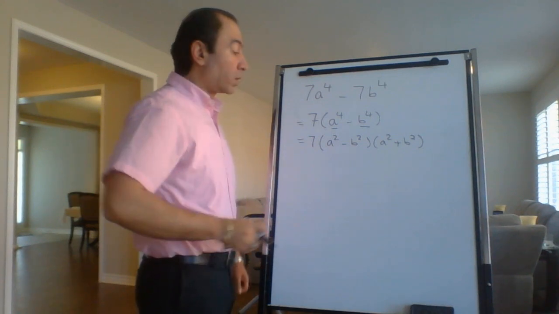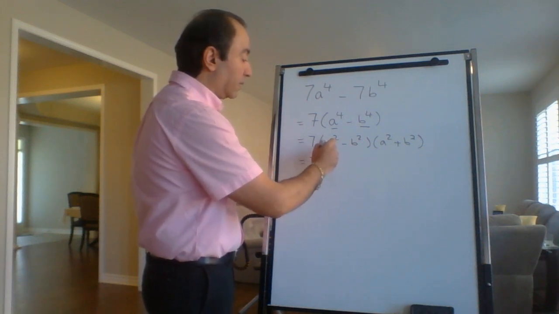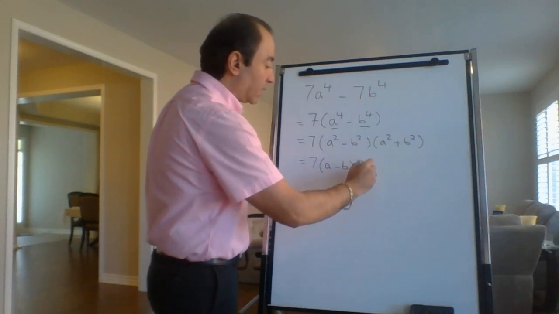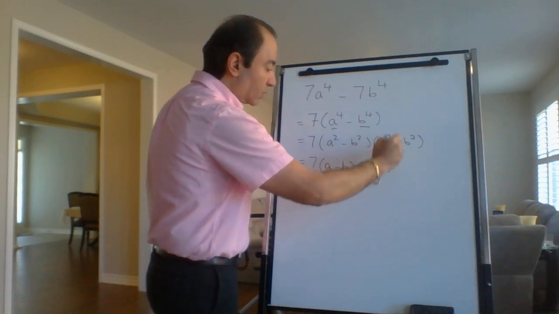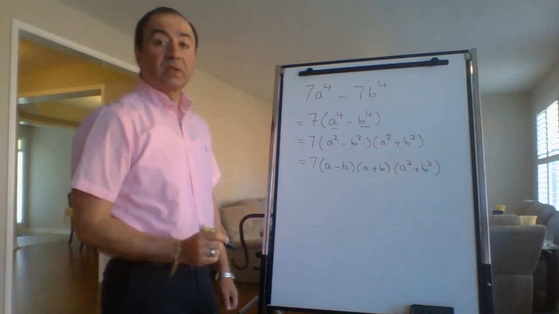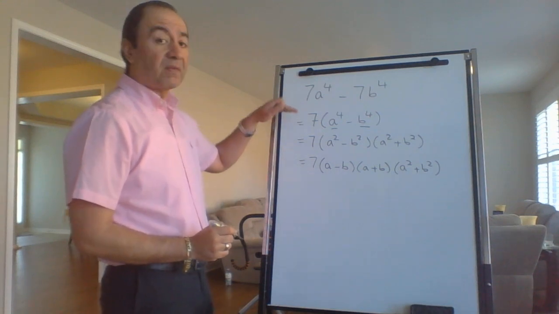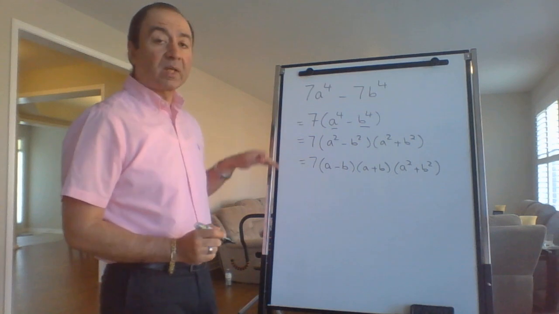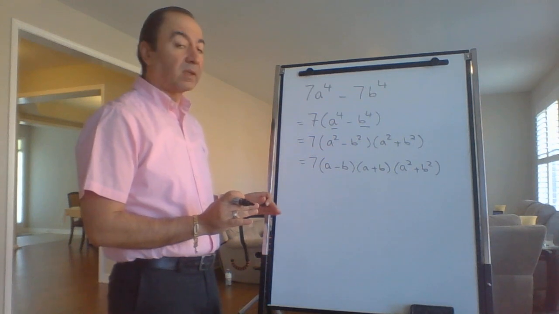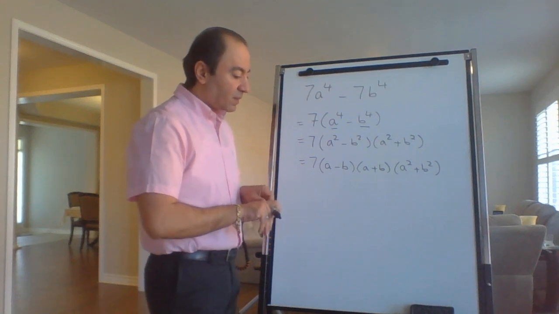We cannot factor anymore. So this can be factored again, because this is a difference of two squares as well. So we can factor this as a minus b, a plus b. Then we cannot factor this because of the plus. So this is factored completely. So when you have a factoring question, don't stop until you cannot factor anymore. This is when the question ends, when the problem is completely done. Okay, so keep factoring as long as you can factor. Okay, this is the first thing.